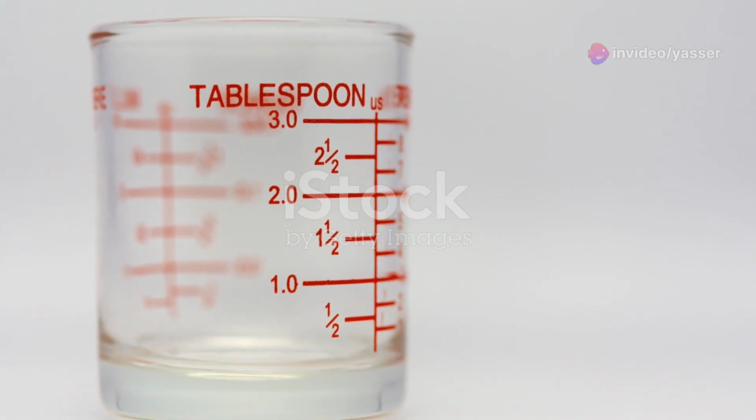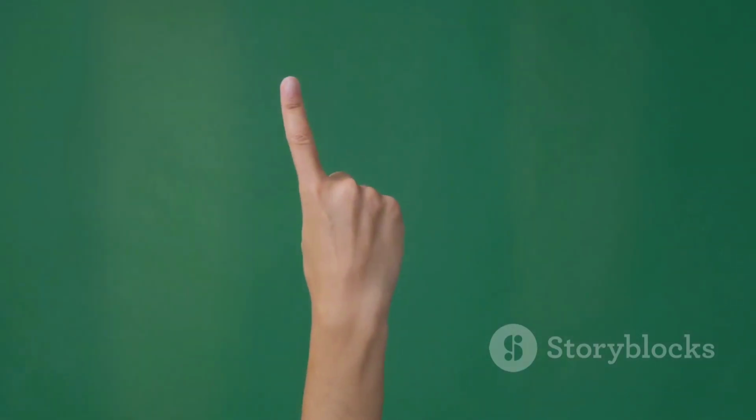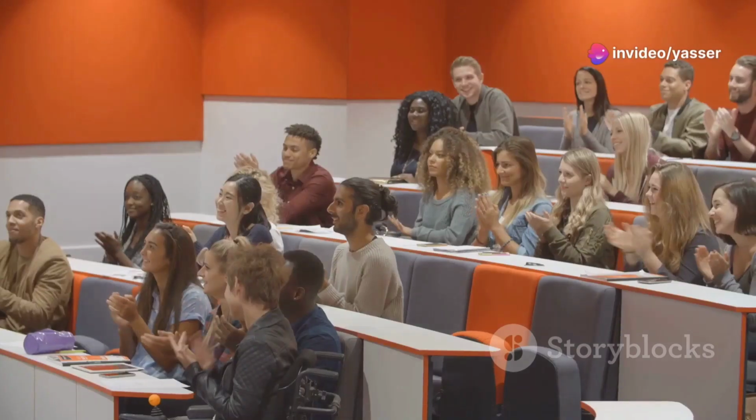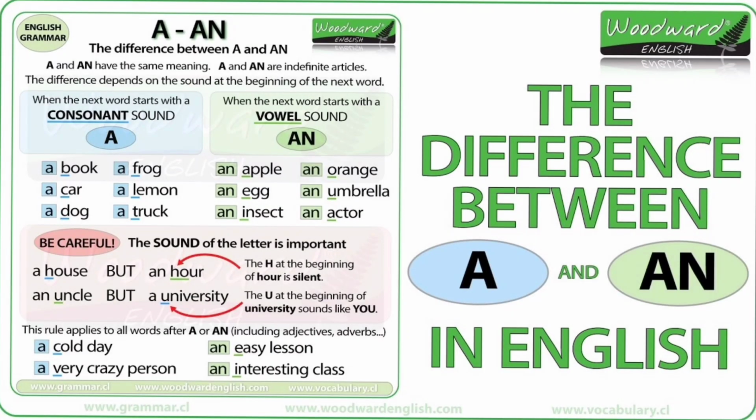A and an are also used in expressions of quantity. For instance, a lot of, a dozen, a great deal of. They help specify the amount of something. Next up, we use a and an in exclamations before singular countable nouns. For example, what a beautiful day, such an amazing performance. Here, they add emphasis to the noun.